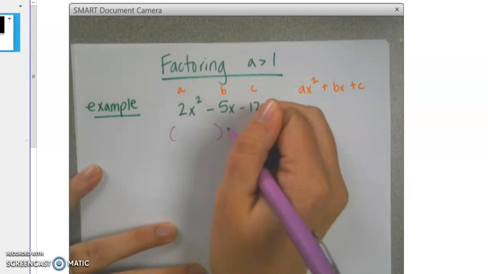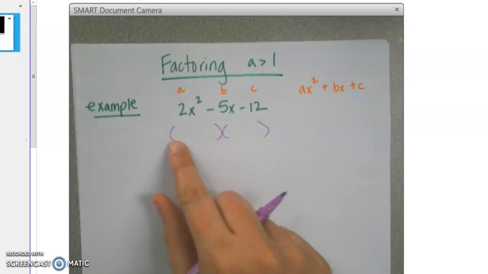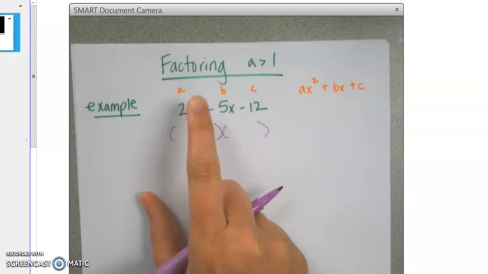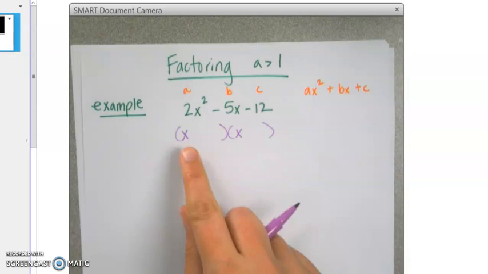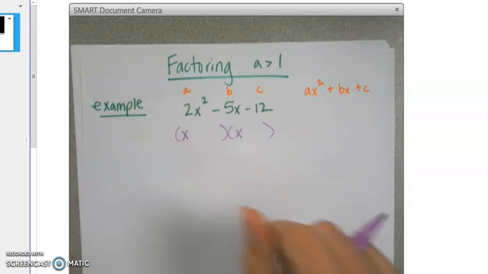We still have our two sets of factors. That hasn't changed. And before we would do x and x here to make x squared, now there's a 2 up front, but we're still going to do the same. We'll account for the 2 in a minute. So still put x and x first, even though I know x times x is not 2x squared. I know.